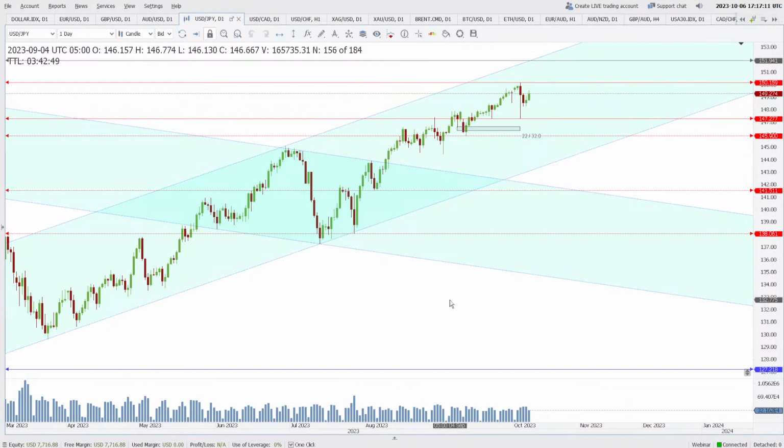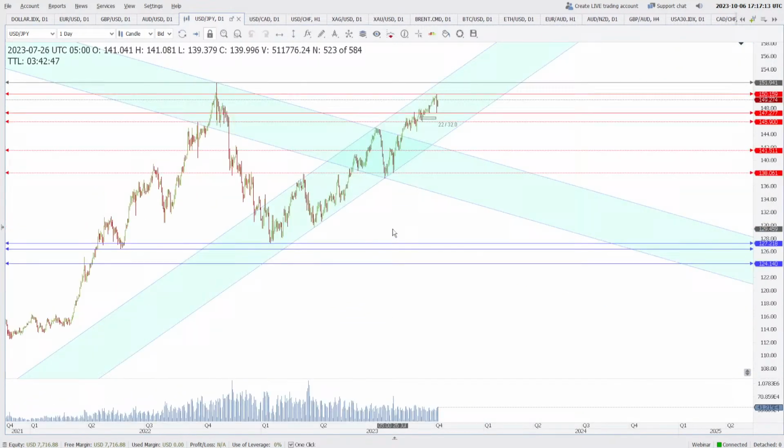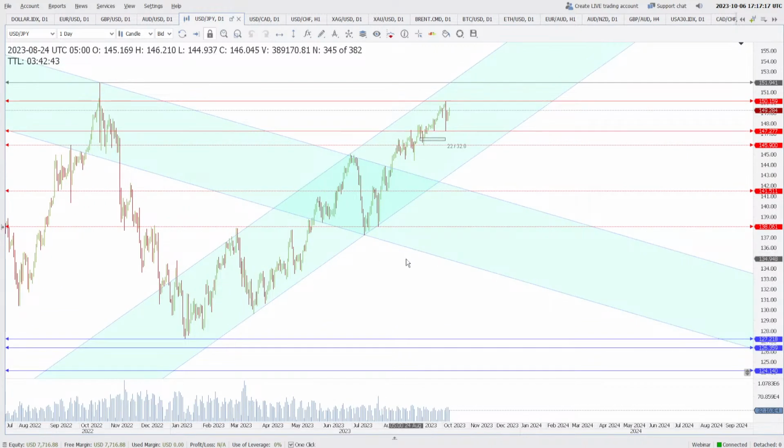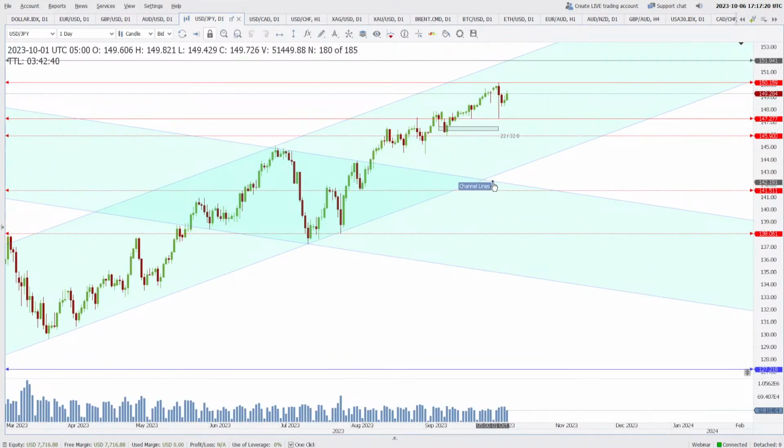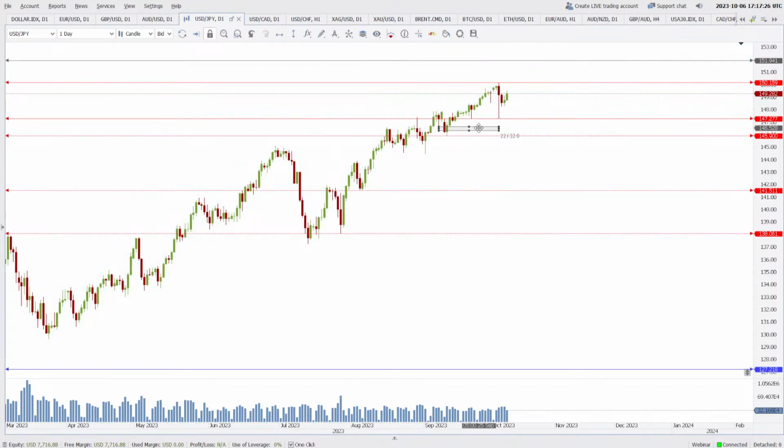All right, the USD JPY. If you want to remove channels, you can remove channels. Channels are just for my support or confirmation. You can remove the channels; sometimes they provide some confirmation.